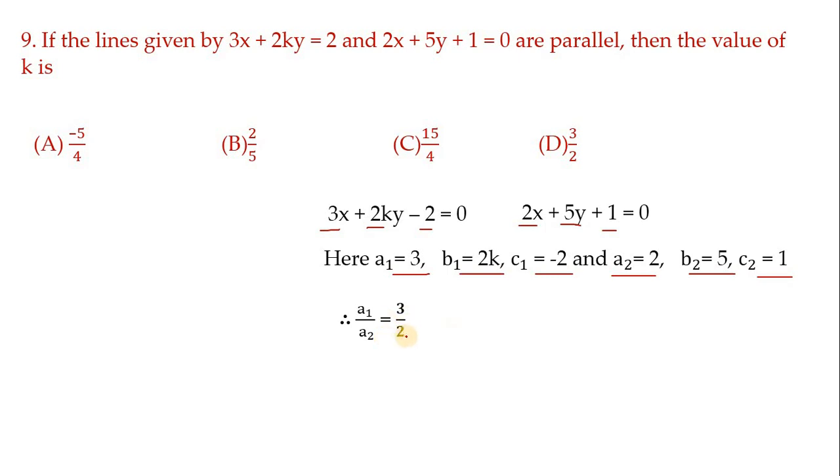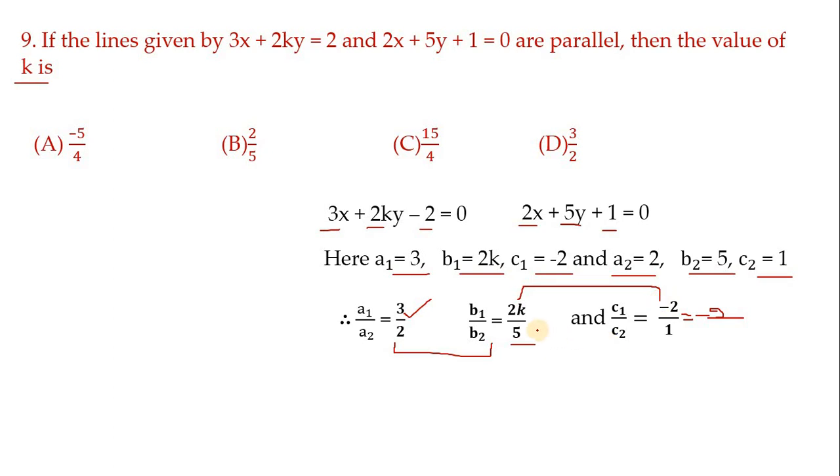Find the ratios now. A1 by A2 is 3 by 2. You cannot simplify this; it's in standard form. Let it be 3 by 2 itself. Next, B1 by B2 is 2k by 5, and C1 by C2 is minus 2 by 1, so here you will get minus 2 only. Now which one will you compare? You want to find the k value, so you have to compare these two itself. Don't compare these two, because B1 by B2 is not equal to C1 by C2 according to the table.